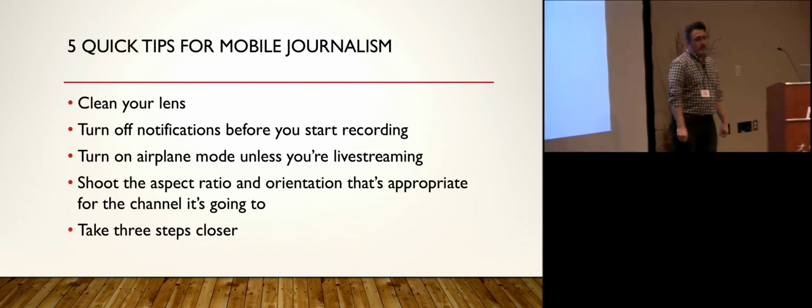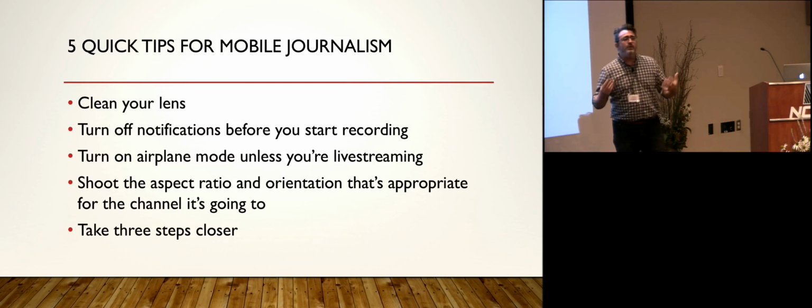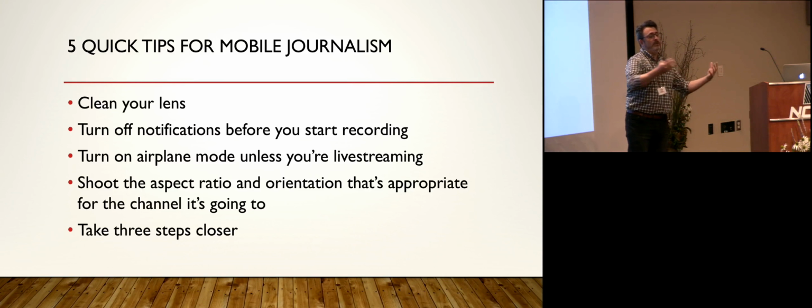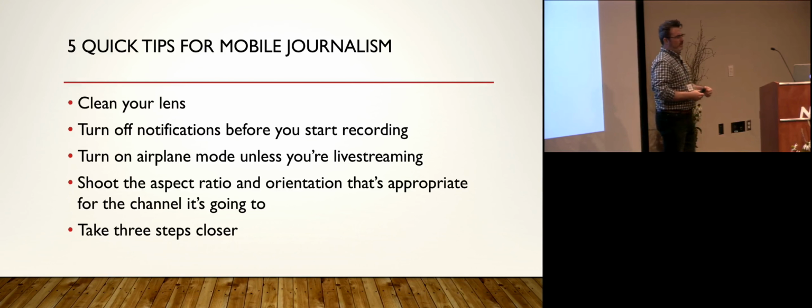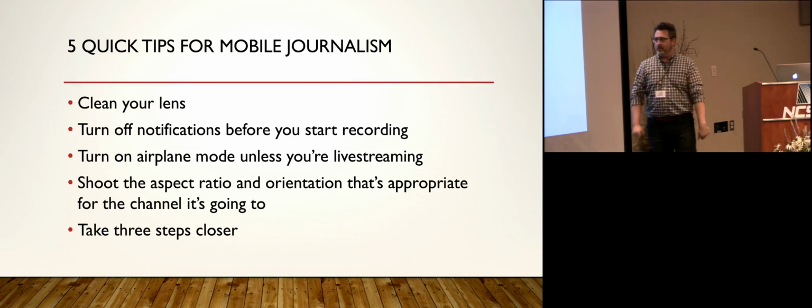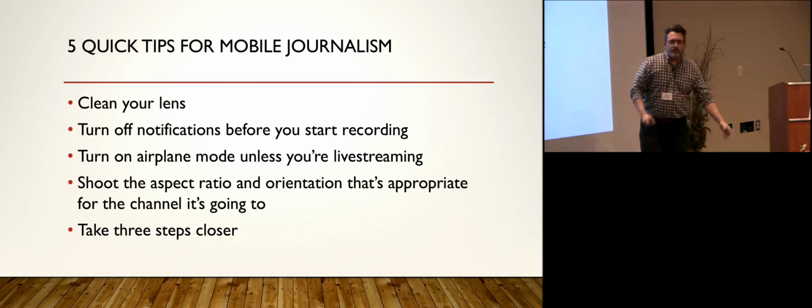Now, I'm one of those people who used to be like, never, ever, ever shoot vertical video, which is true unless you're shooting for Instagram, in which case you're at a 1:1 ratio, or unless you're shooting for Snapchat, which looks really weird and odd when you try and shoot horizontally. So shoot for where it's going. Just understand where it's going.